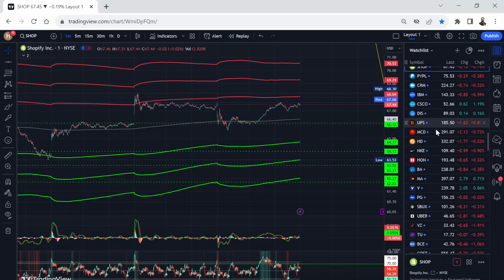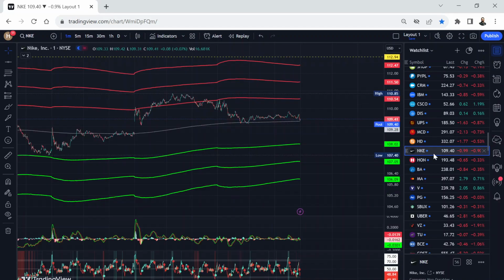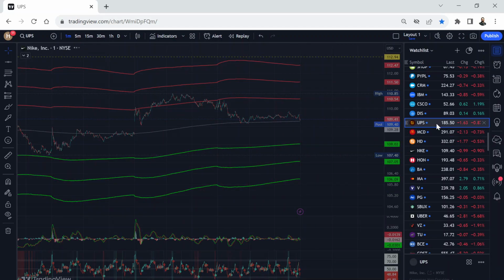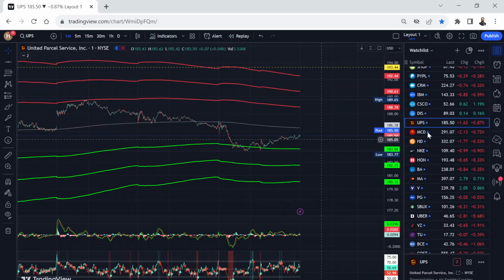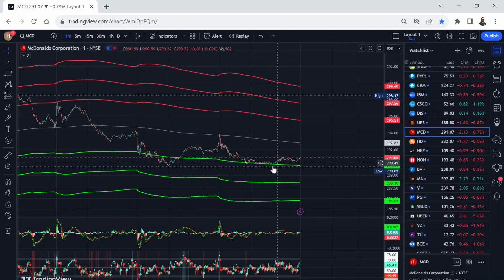Let's look at the stocks which are selling most. Nike, nothing to do here. UPS bouncing from the buy zone. You can see here I gave this update in the morning and people could have made profit. McDonald's is also very close to the buy zone.